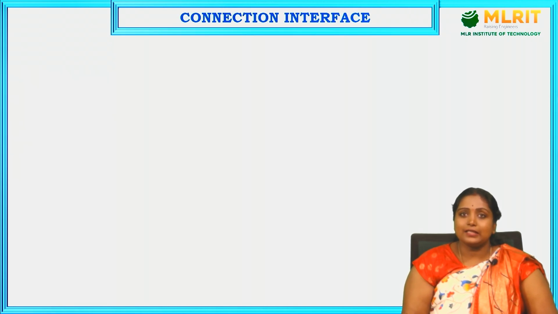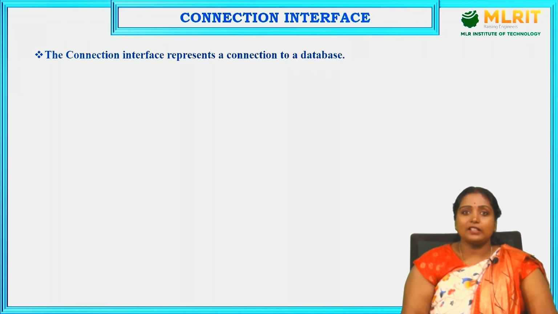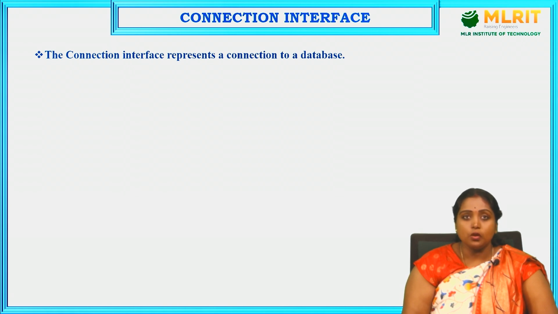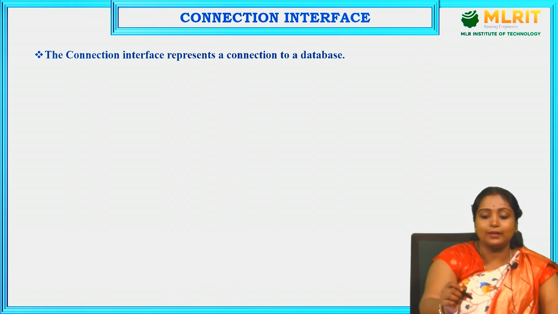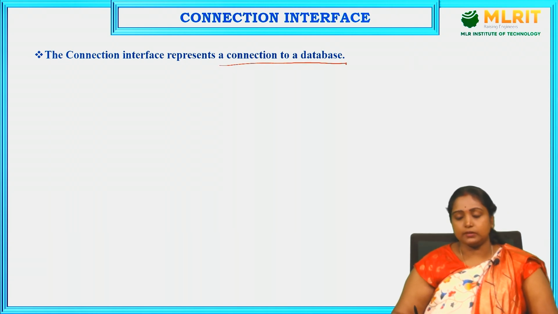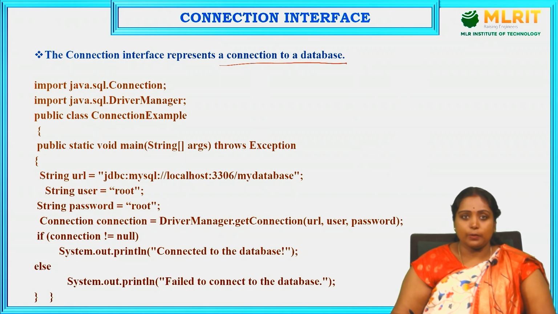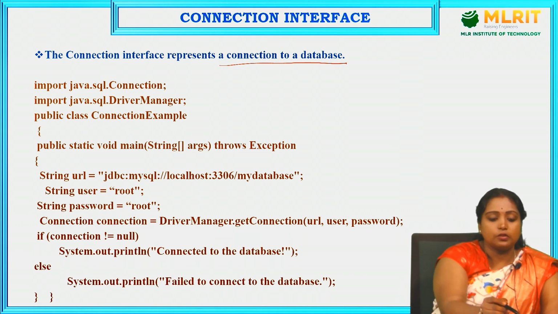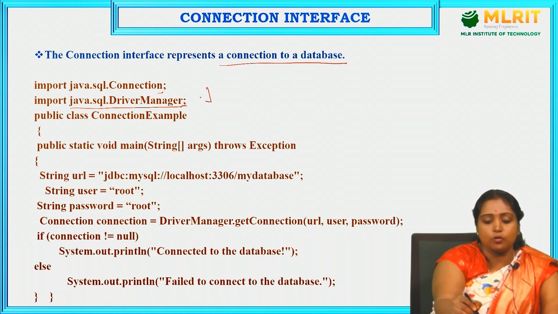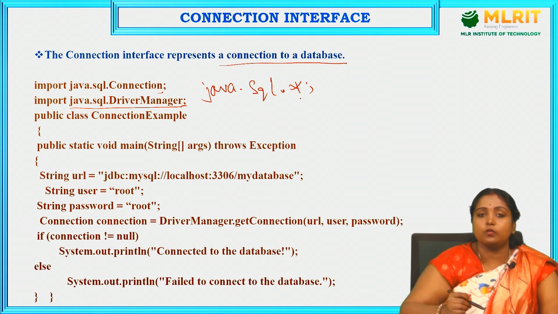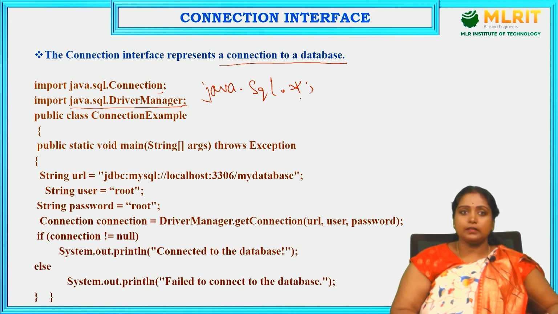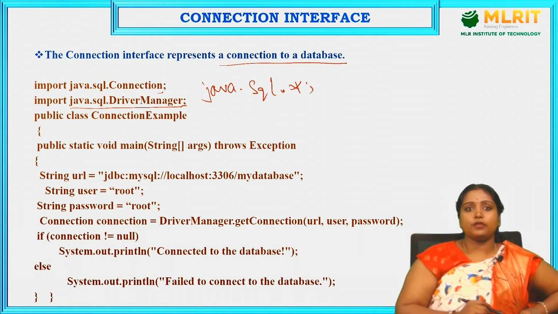Coming to the next, the Connection interface, which is used to establish the connection between Java and the database. It represents a connection to a database, and here is an example program. Let us do this. java.sql.Connection, java.sql.DriverManager, or you can directly go with java.sql.*, which can apply for all the interfaces and classes of SQL.